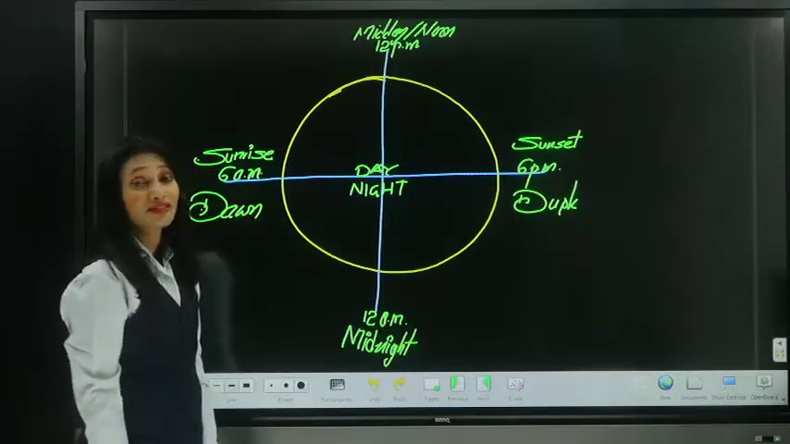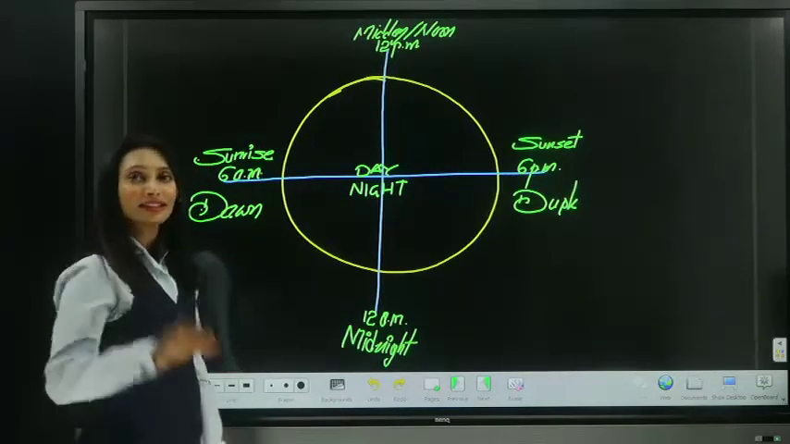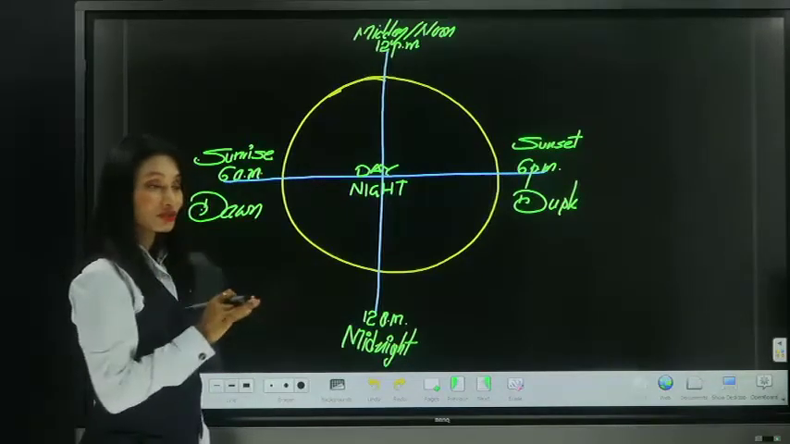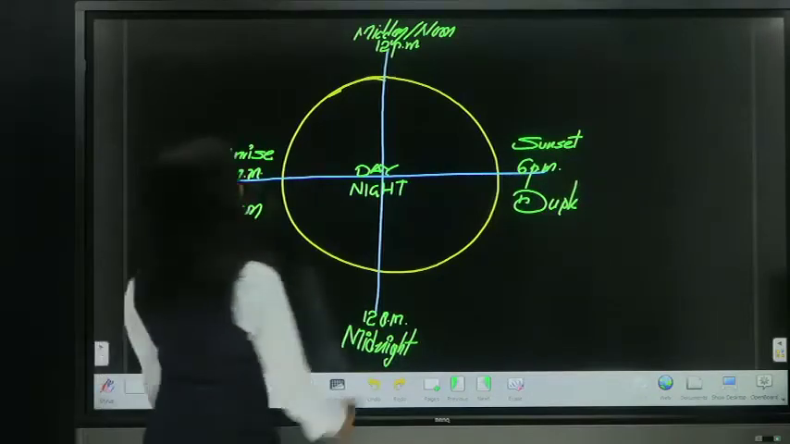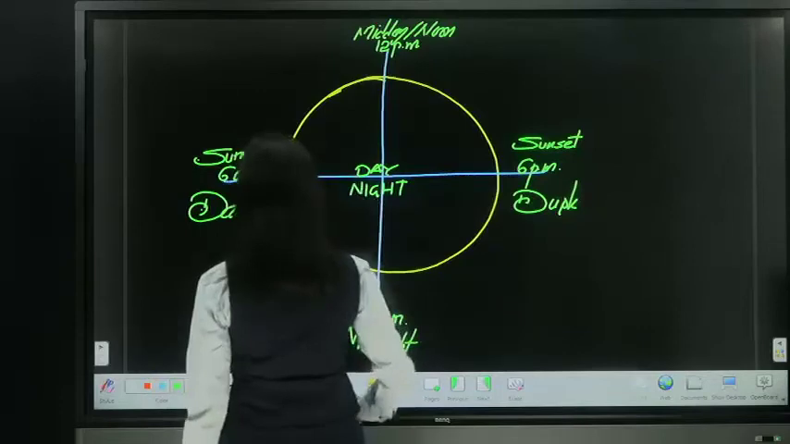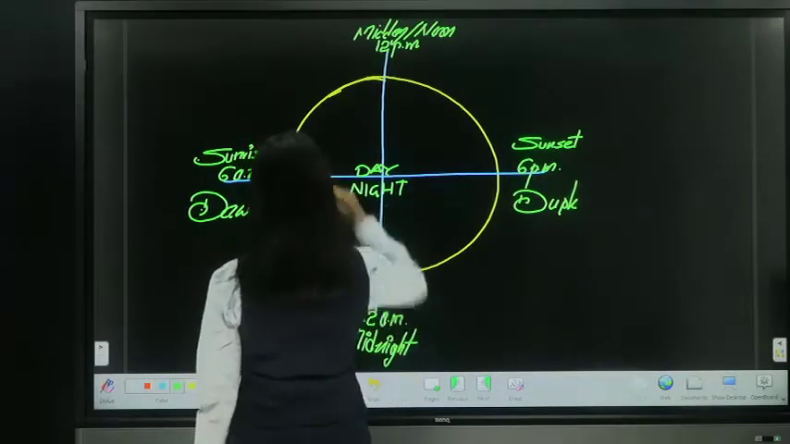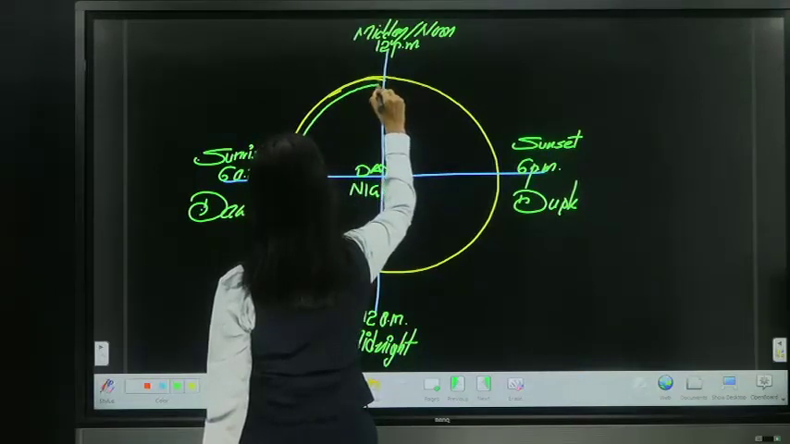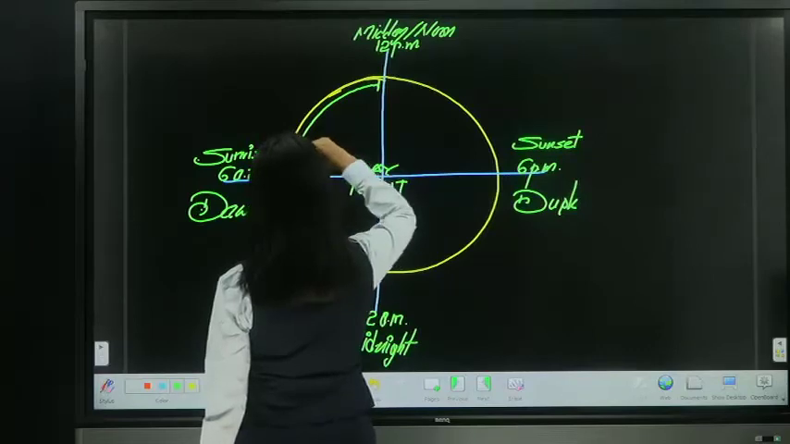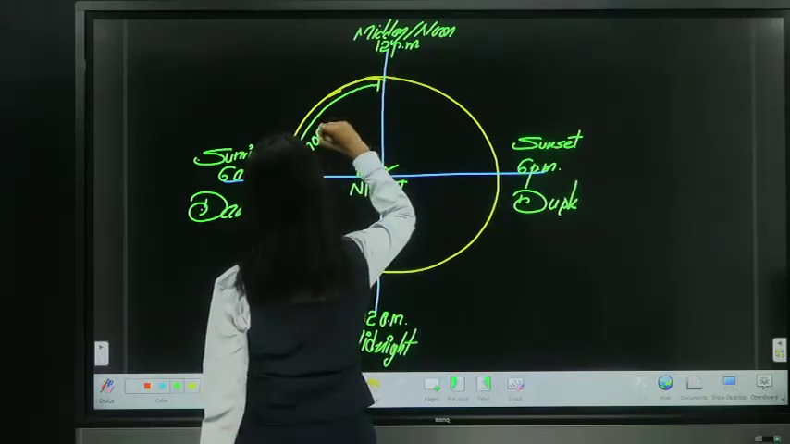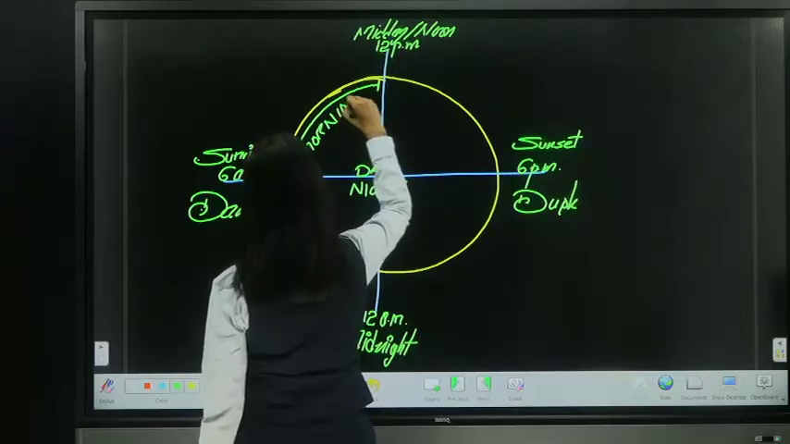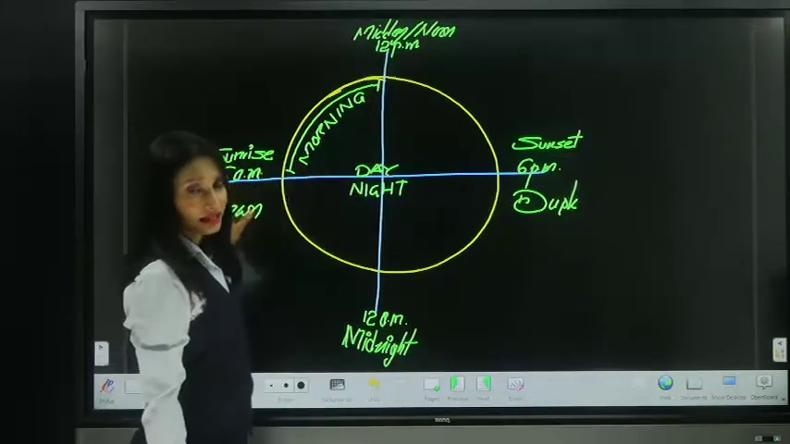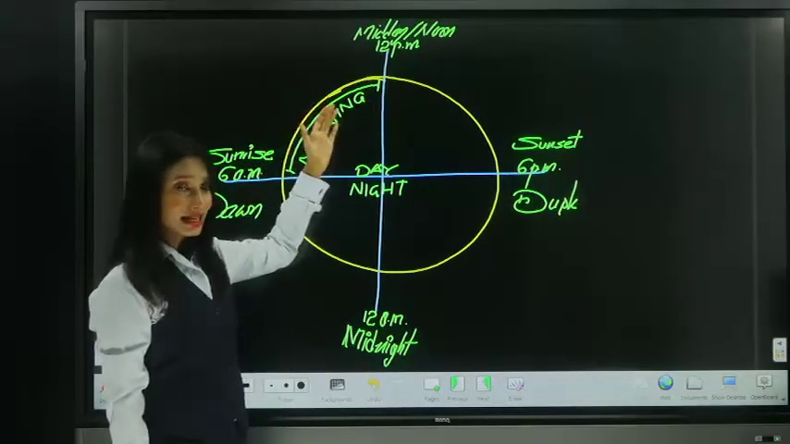If you know this one, you can understand and learn 30% of prepositions of time easily. Good, Swapna. So morning is the time between 6 a.m. and 12 p.m. The time between 6 a.m. and 12 p.m. is called morning. So sunrise to noon, or dawn to midday, is called morning.